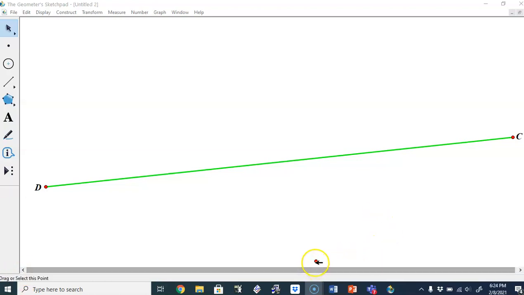Hello folks, I'm today going to use a little bit of software here. It's called Geometry Sketchpad. It's a handy little tool to take a look at parallel lines cut by transversals.